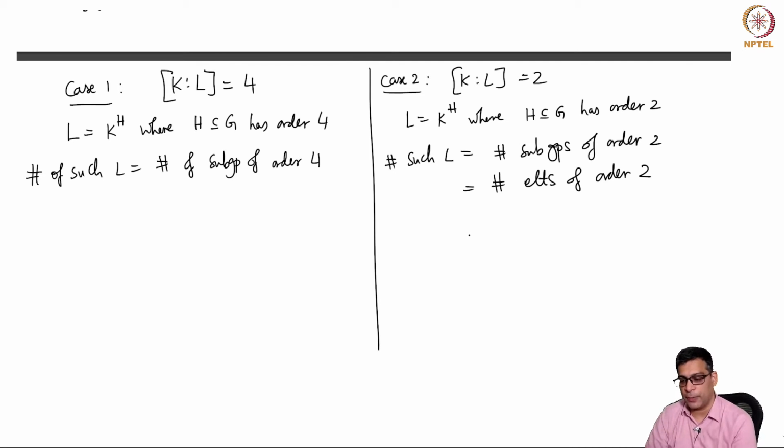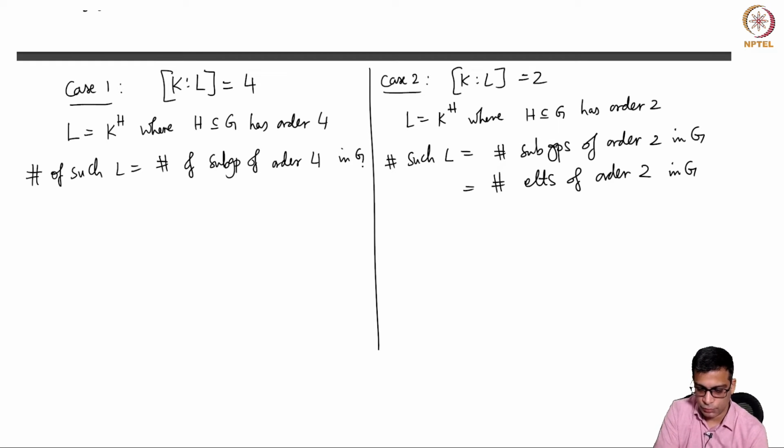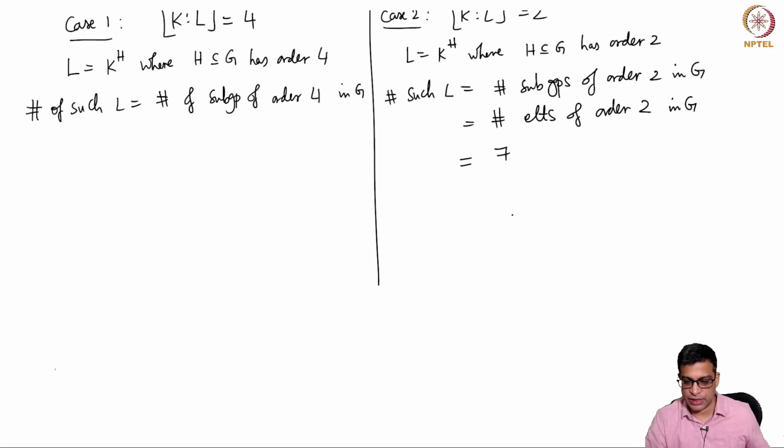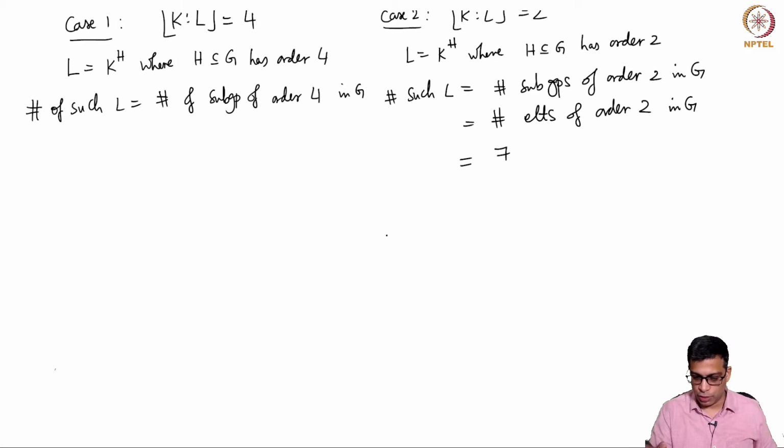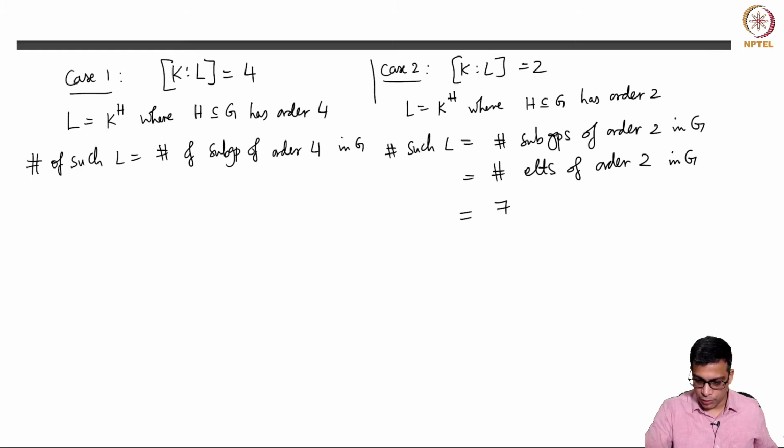But what is the number of elements of order 2 in our group? That is exactly 7, because every non-identity element has order 2. So there are 7. So this is easy. There are 7 such subgroups. But for order 4, you have to do a bit more work.